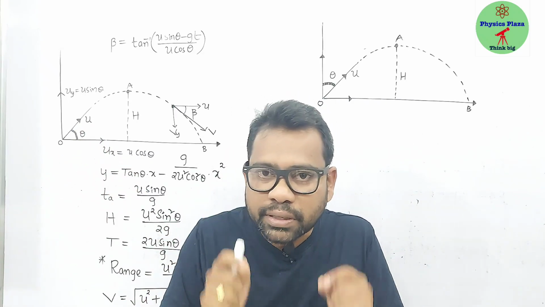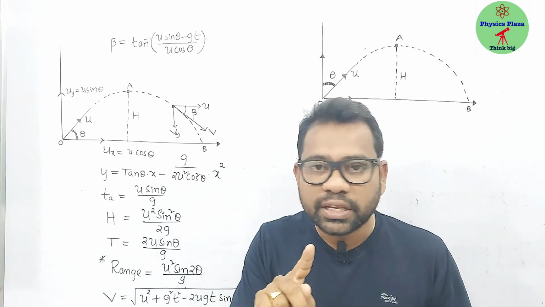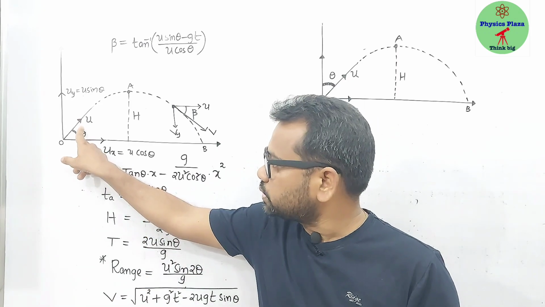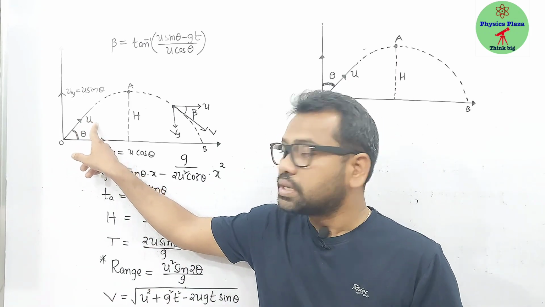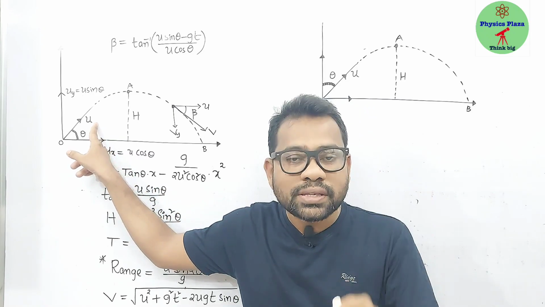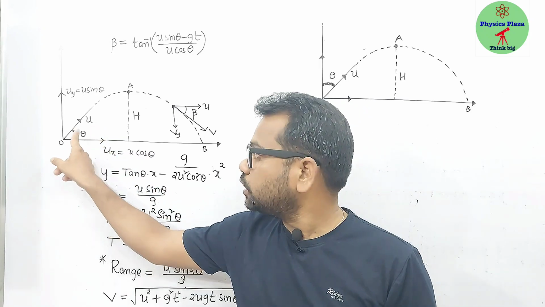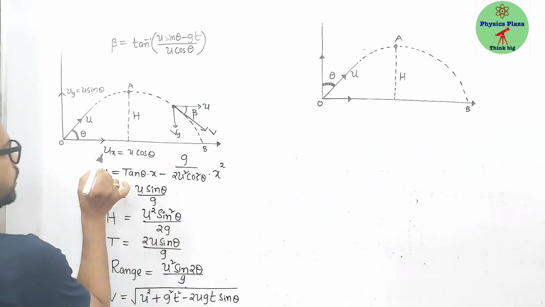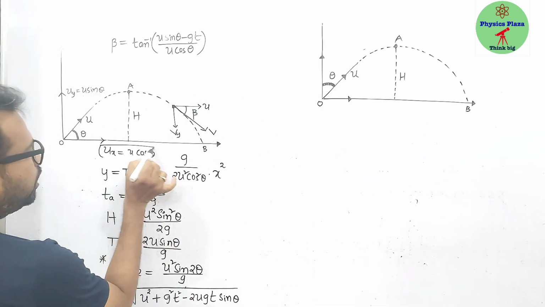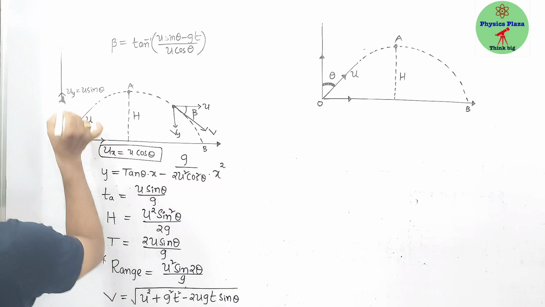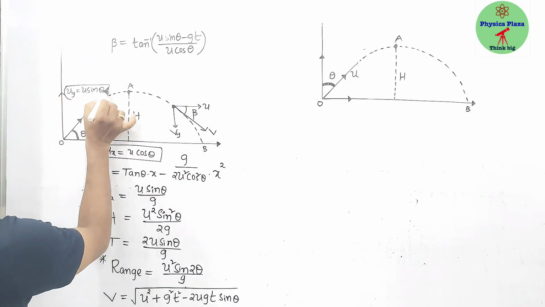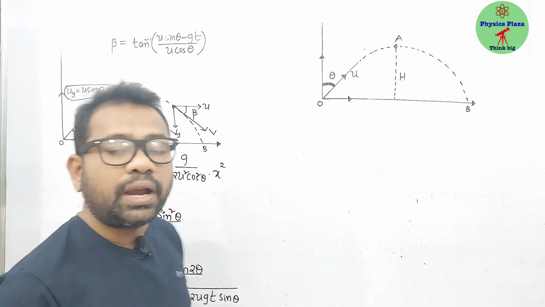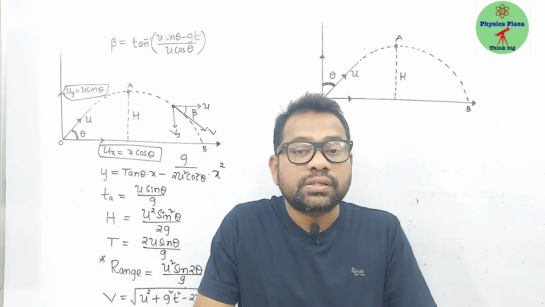Children, this is very important. I repeat once again here. A body is projected with the initial velocity u such that it makes an angle theta with the horizontal, so that here u cos theta is a horizontal component and u sin theta is a vertical component. And we discussed the parameters related to it.